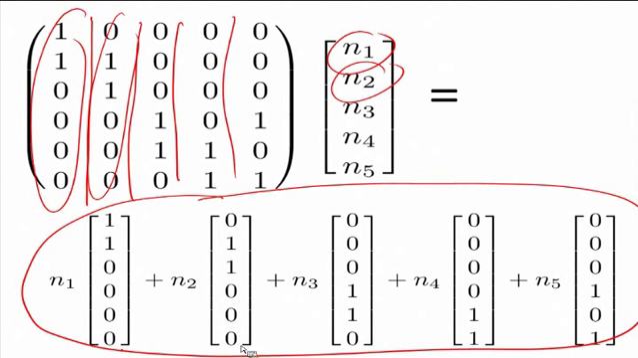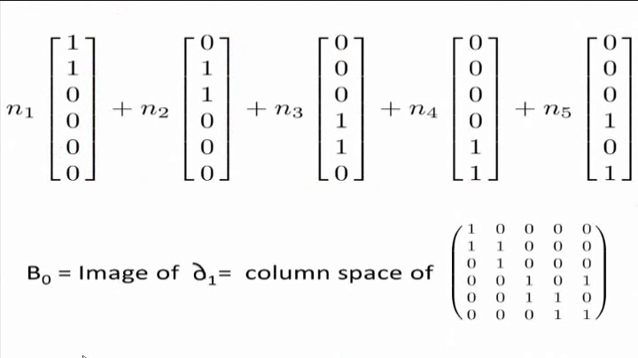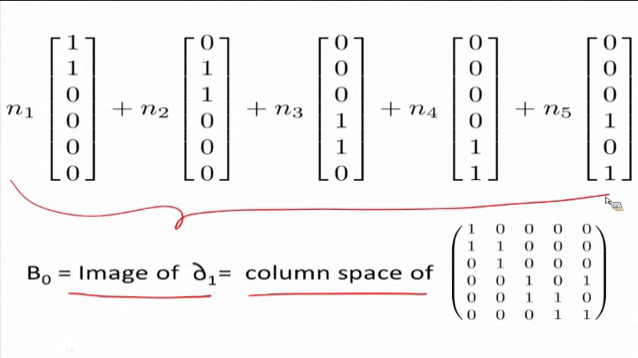So in other words, remember I wanted to look at the image. I was interested in the image of this map. Well, what is the image of this map? I'm getting all linear combinations of the columns. So the image of my boundary map is the column space of this. It's just all linear combinations. This right here is my image, and that is identical to the column space, all linear combinations of the columns.